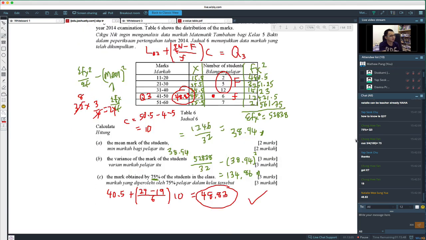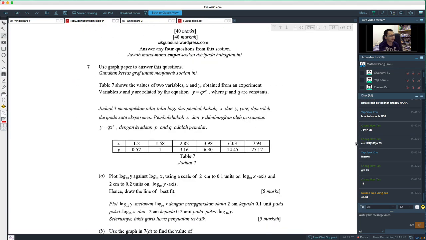Okay, linear law. It's very hard for me to draw this one without the graph paper, but I will teach you all how to do this one.